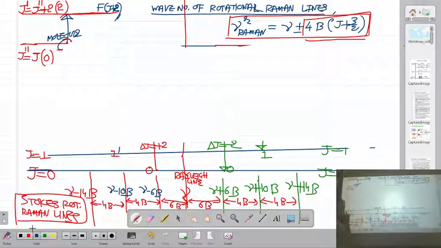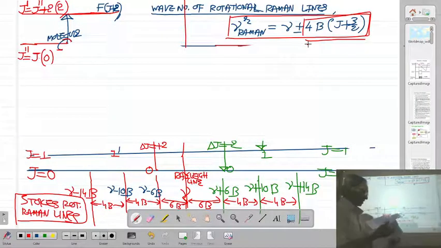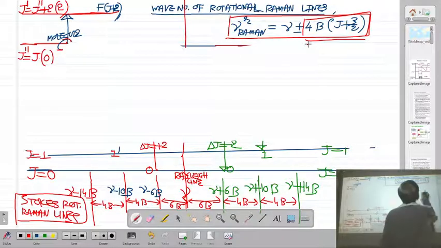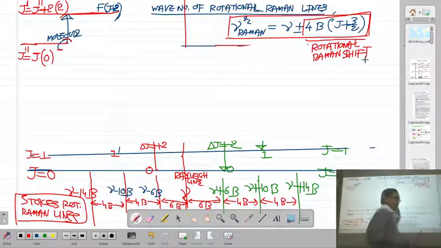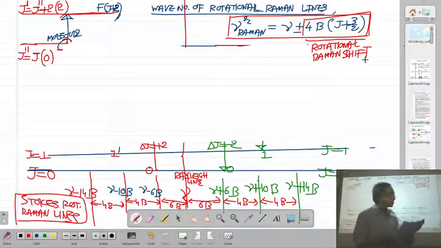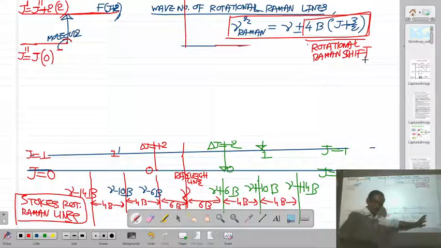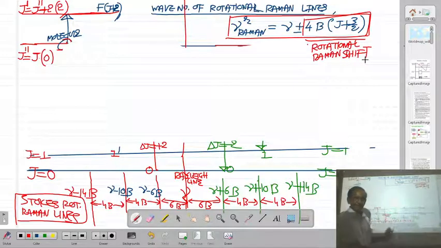The second term is called 4B(J plus 3/2). What is 4B(J plus 3/2)? That is the rotational Raman shift. It is called the rotational Raman shift. Means rotational Raman lines, anti-Stokes rotational lines on the higher wave number side and Stokes rotational lines on the lower wave number side, are obtained at a shift 4B(J plus 3/2) from the Rayleigh line.